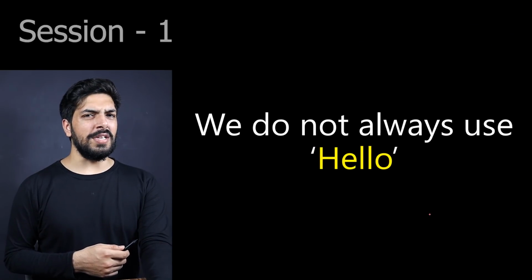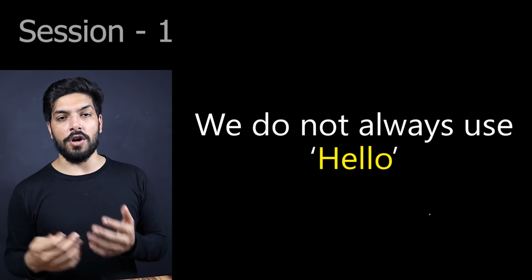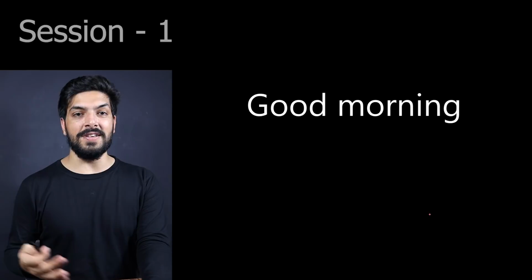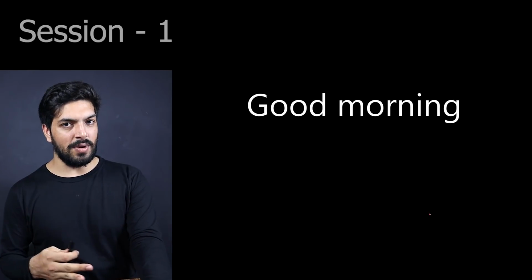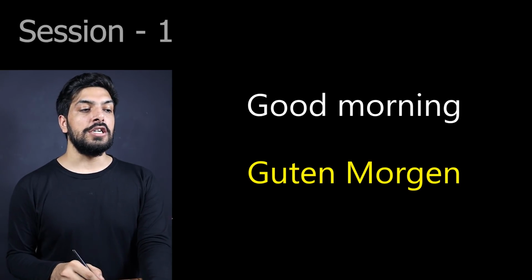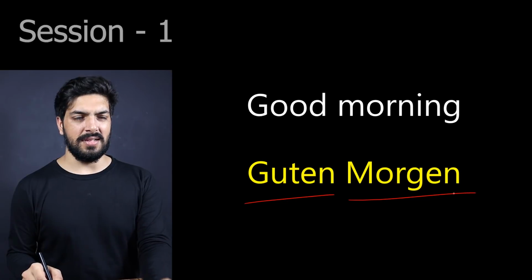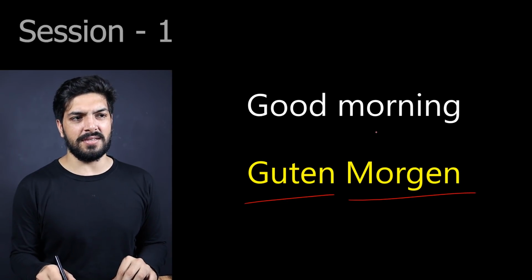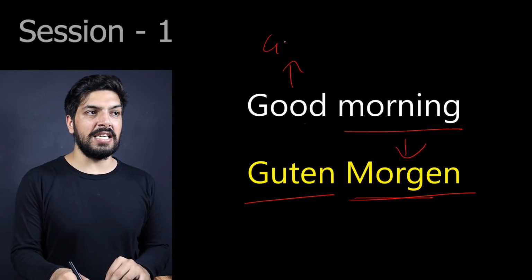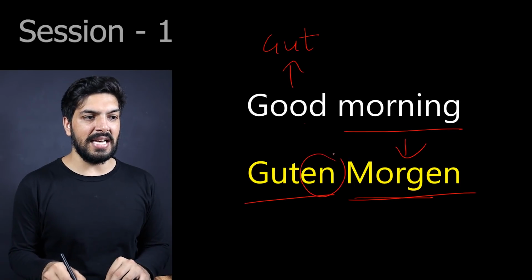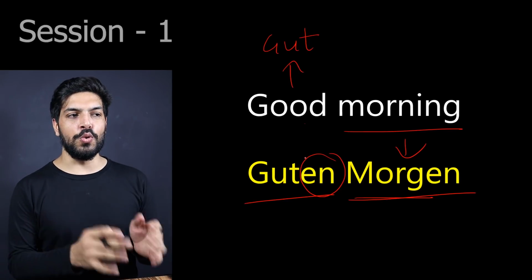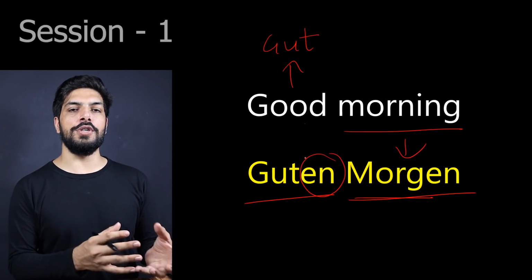Now, we do not always use hello, right? When we meet someone, we also talk to them based on time. So if it is morning, we say good morning, isn't it? So for that as well, we have in German certain things. Instead of good morning, in German it's called "Guten Morgen." It must be easy for you to understand morning, because see, morning becomes "Morgen." And good, we have seen in previous, it's "gut." But we add "en" here as a conjugation. Now, what is conjugation? Later we're gonna see, right? So "Guten Morgen" is the word for good morning.